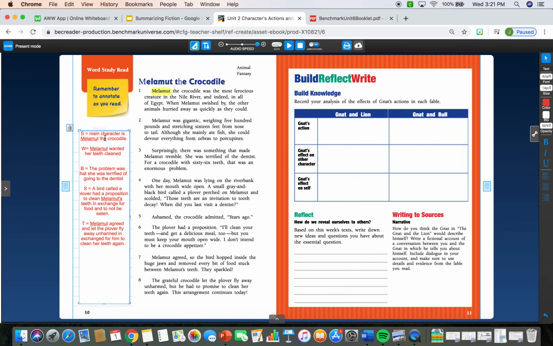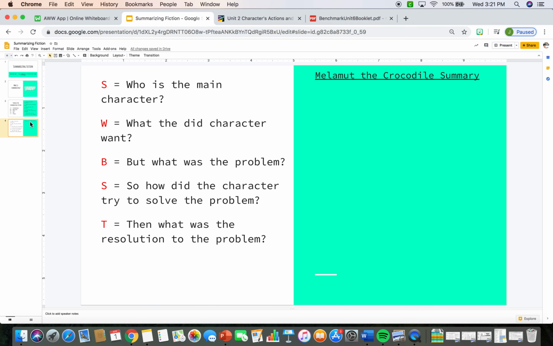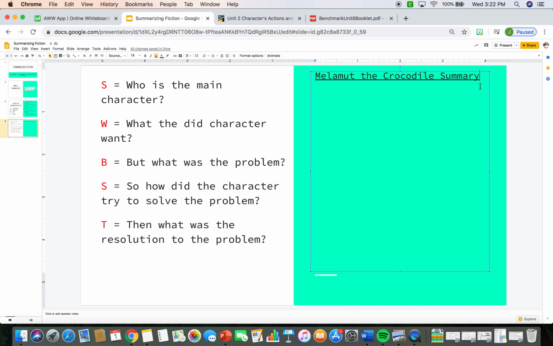So I have my somebody, I have what they wanted, I have but what was the problem, and so how did they solve it, and I have my then what happened at the end, what was the outcome. So I'm ready to write my summary. So on my next slide, I like to have this on the side just so I can refer back to. I'm going to write Malamut the Crocodile summary and underline it because that's our title.